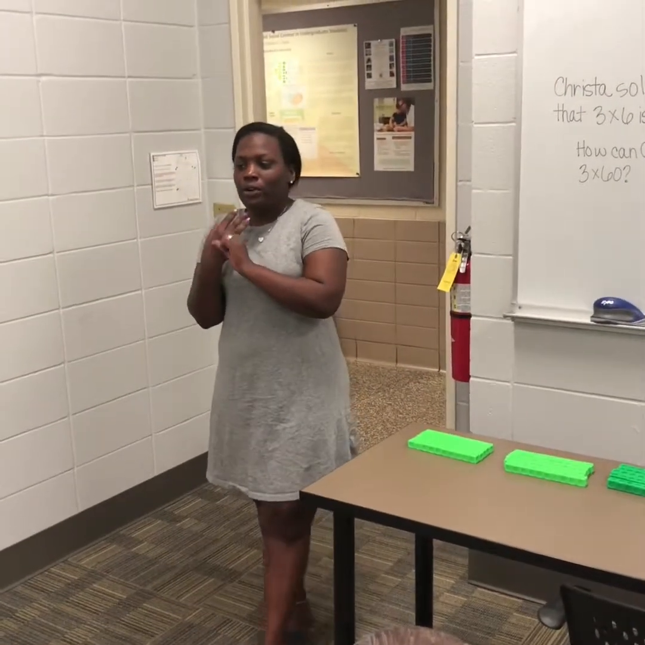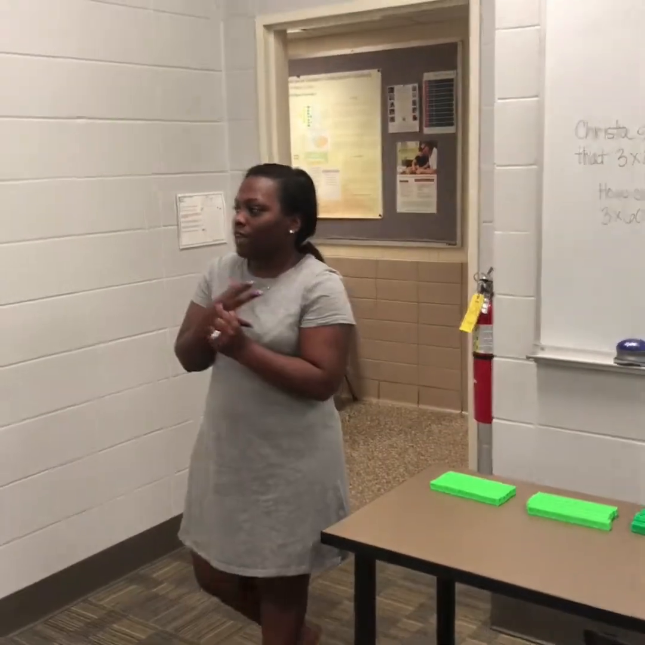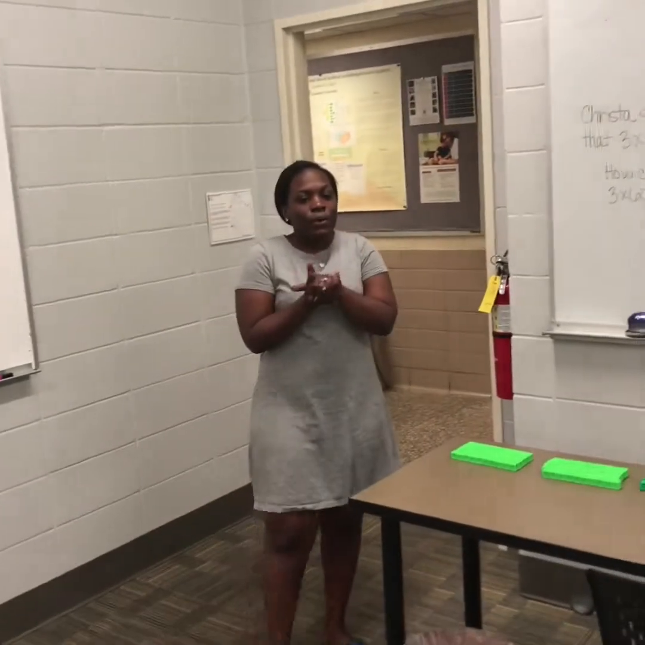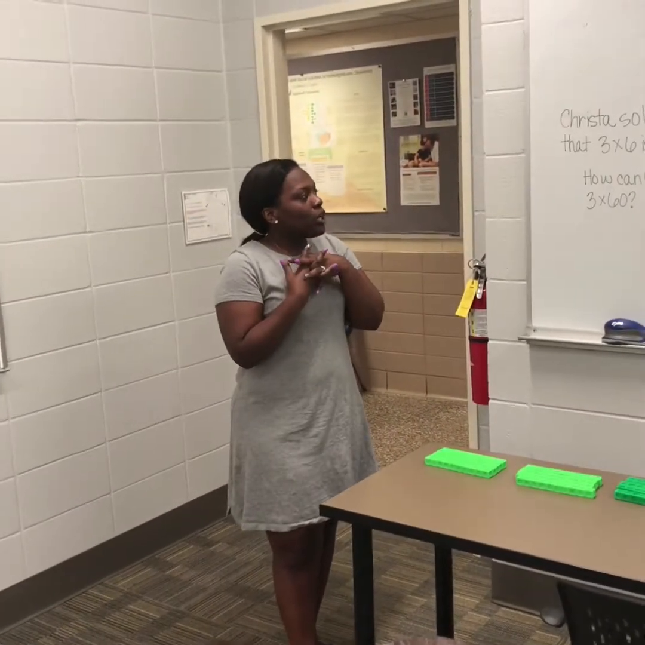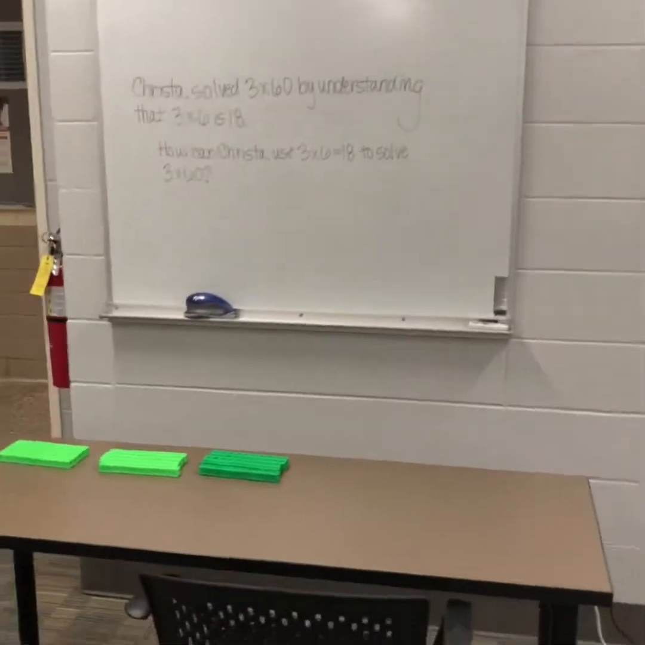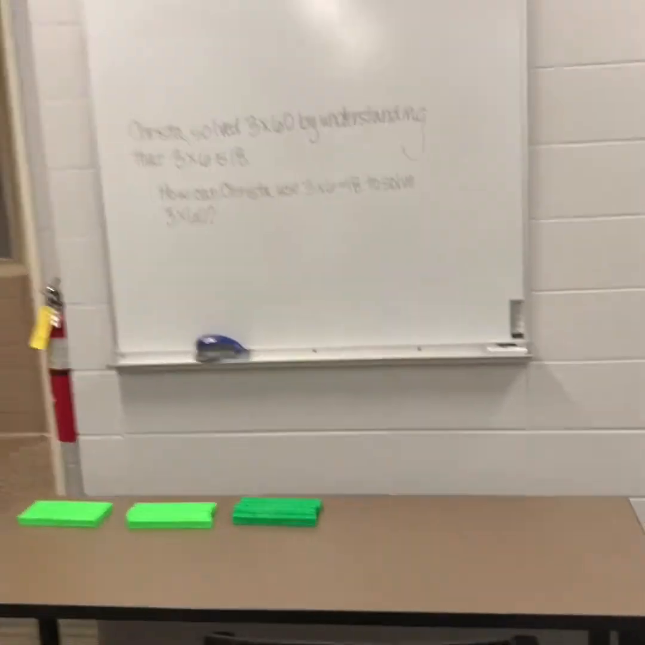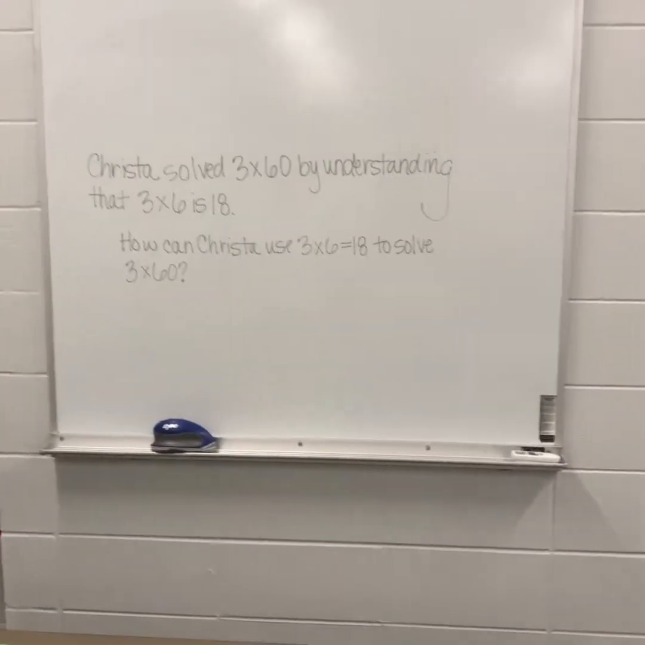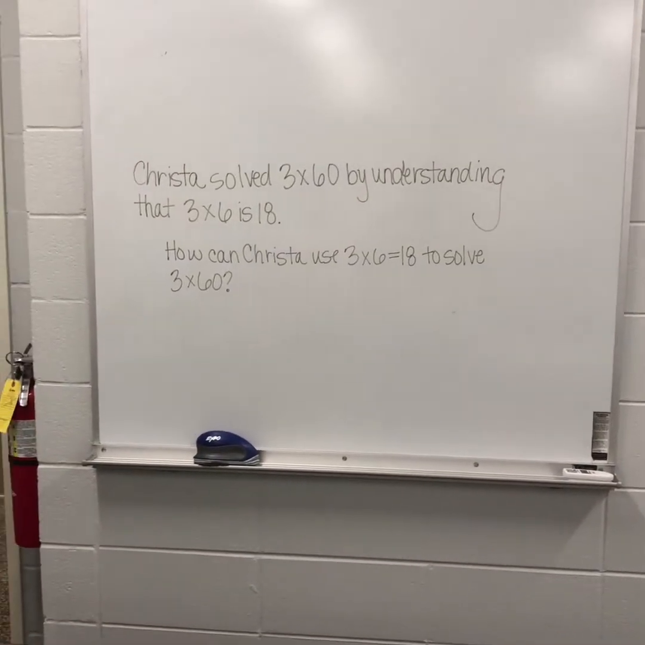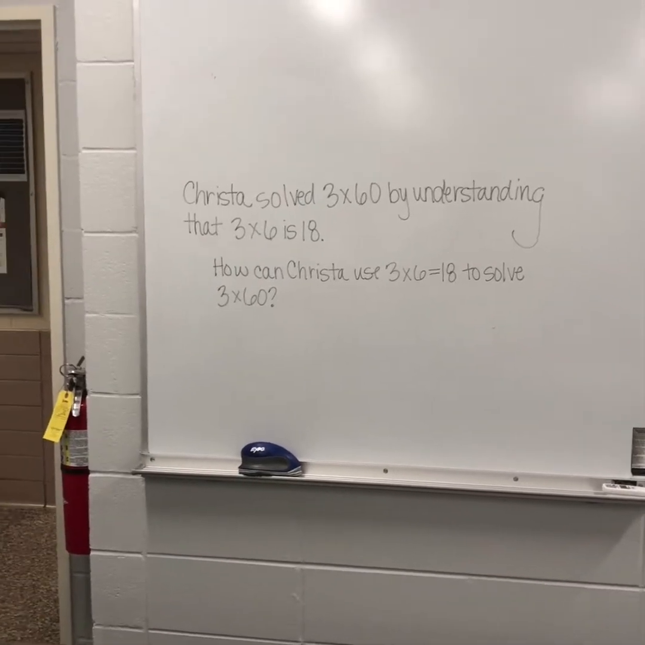All right, so we talked about arrays, we talked about how we can use place value, and we talked about how we can find place value using a number line. Now, what we're gonna do next is we're gonna actually take a look at a word problem. And it reads that Krista solves 3 times 60 by understanding that 3 times 6 is 18. How can Krista use 3 times 6 equals 18 to solve 3 times 60?